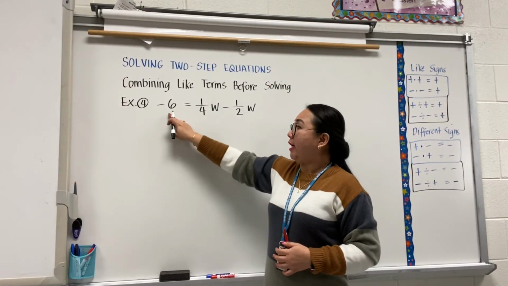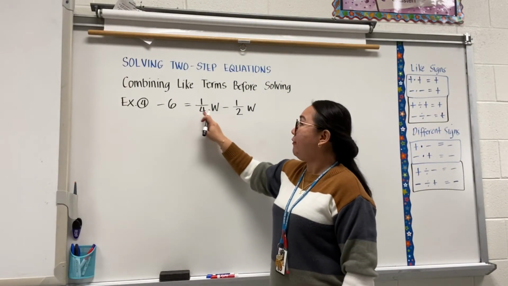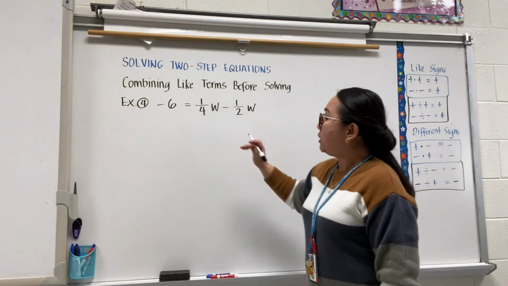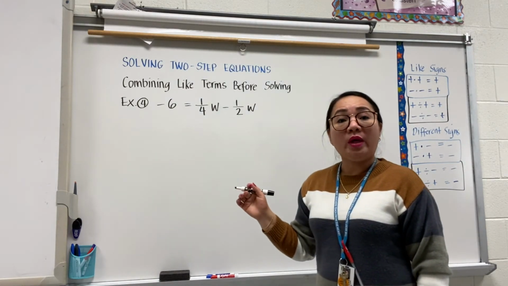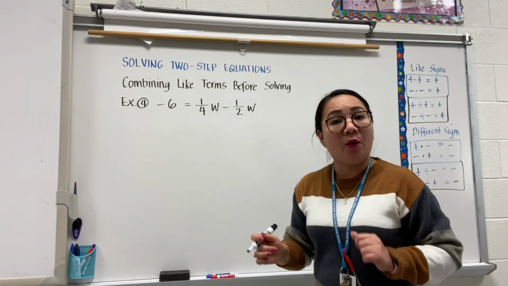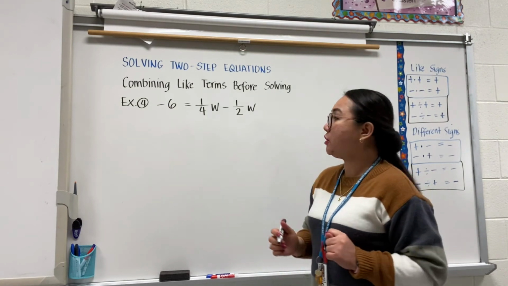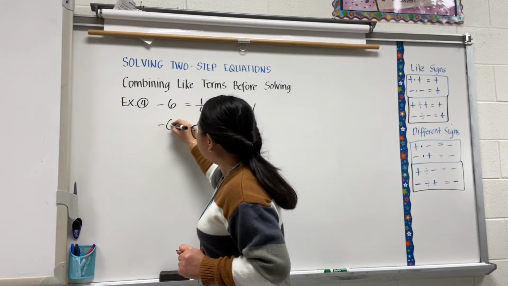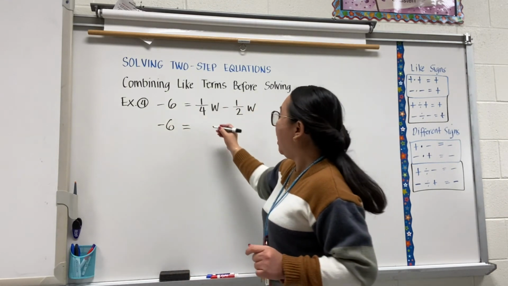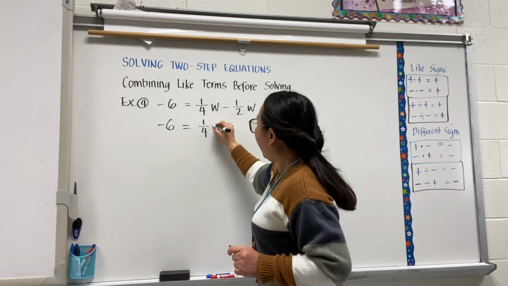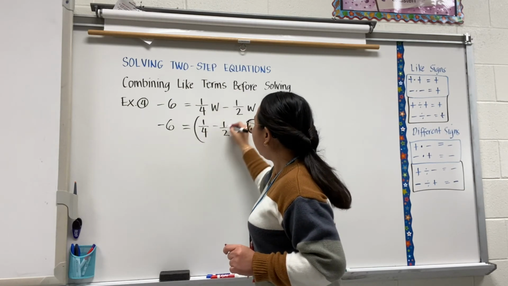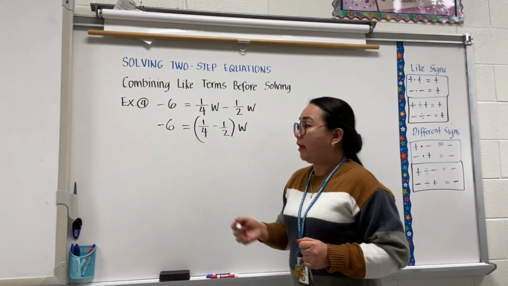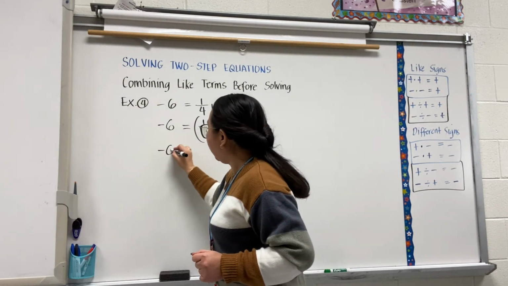Here, solve negative 6 equals 1/4 w minus 1/2 w. So on the right side of the equation, we have like terms. So we will combine like terms before solving. So on the left side, just write down negative 6. On the right side, combine 1/4 and 1/2 times your variable w. Then we will proceed. So on the left side, write negative 6.